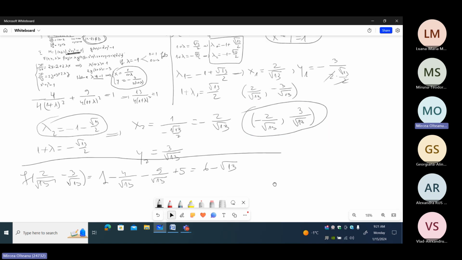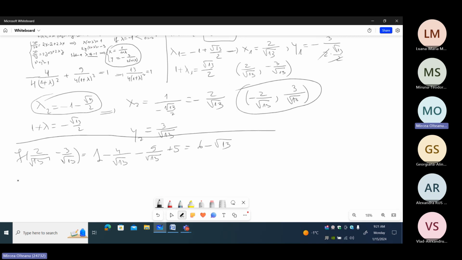And now f of the other one is f of minus 2 over root of 13 and 3 over root of 13. That will be 1, now plus 4 over root of 13 plus 9 over root of 13 plus 5. That means 6 plus root of 13. Obviously, this is the minimum value, and this is the maximum value. And the problem is, of course, solved.